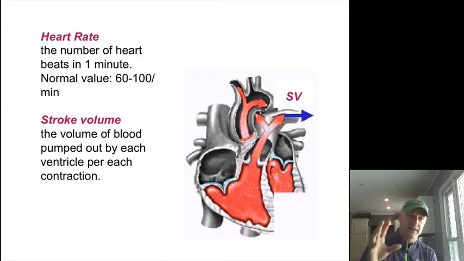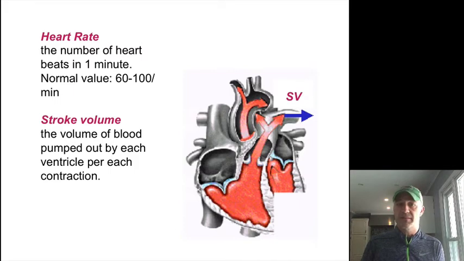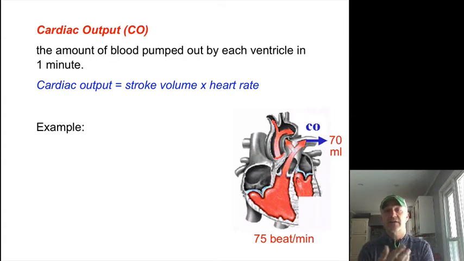An easy and kind of obvious way to get an idea about how much blood the heart is pumping out in a particular period of time, and it makes sense even just looking at this slide, is this: we know what the heart rate is, and if we know how much is pumped out with each beat, we can multiply those two things together. That gives us how much blood is pumped out of a particular ventricle in a minute. So heart rate times stroke volume gives us cardiac output. Cardiac output is the blood pumped out of a ventricle in 1 minute. It is very simply the product of stroke volume times heart rate.